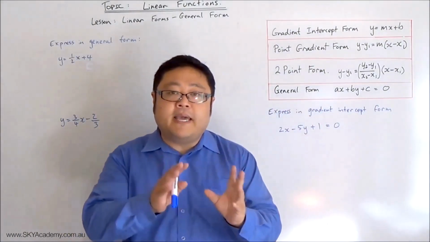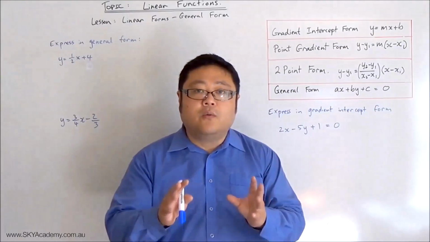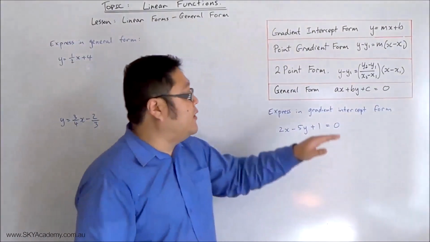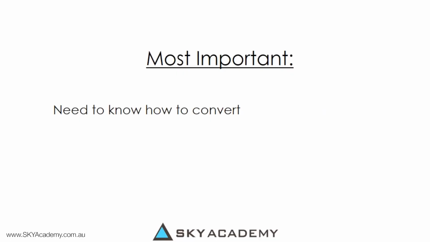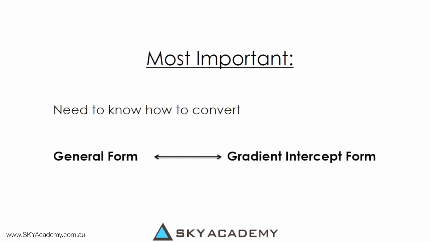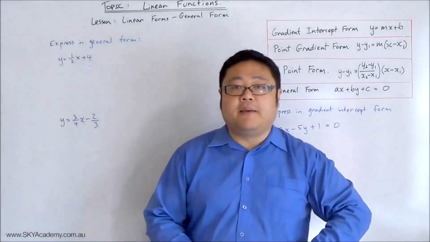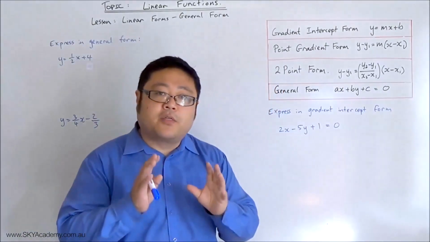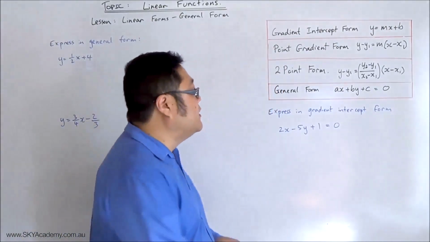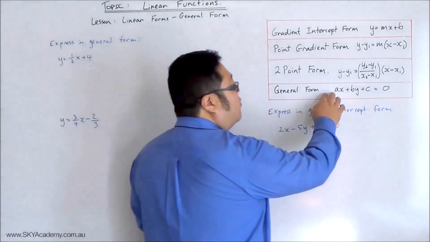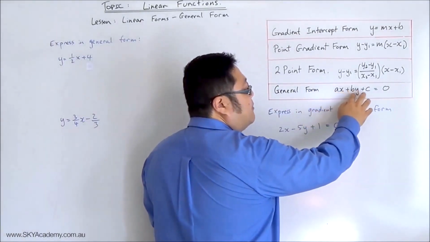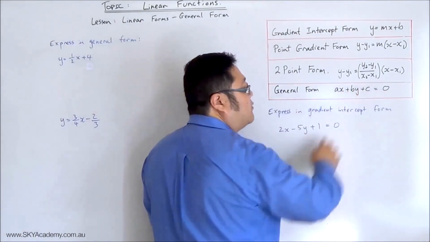So the reason why we're doing the general form is to help us with the algebra. The main skill that you'll have to know with the general form is how to convert between the general form and the gradient intercept form, and the gradient intercept form and the general form. I'm going to do a couple of examples with you, but let me go through what the general form looks like. The general form looks like this: ax plus by plus c equals 0.